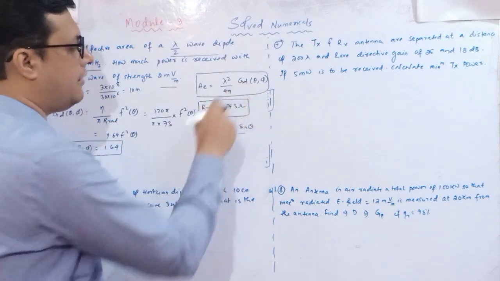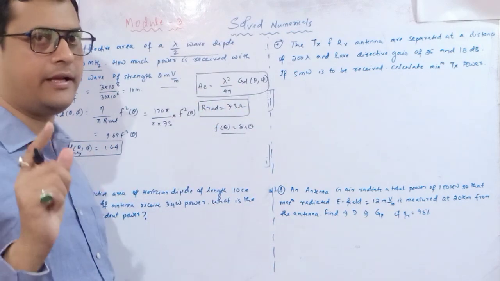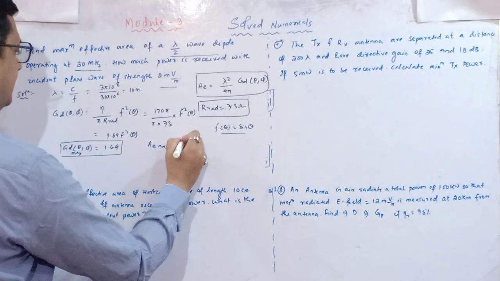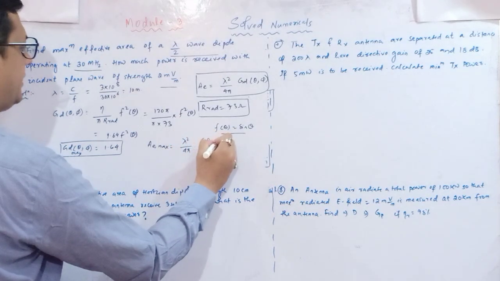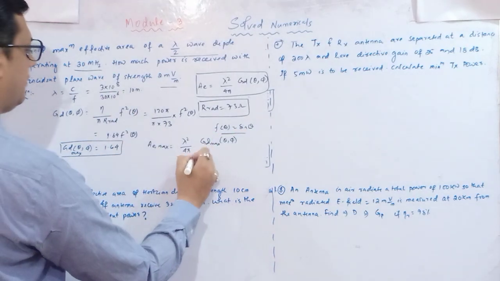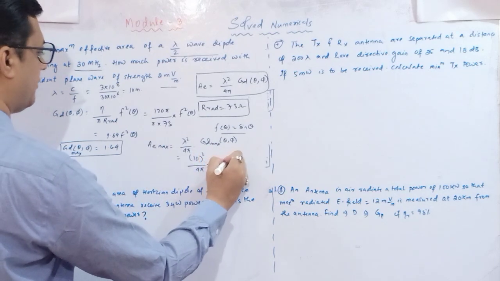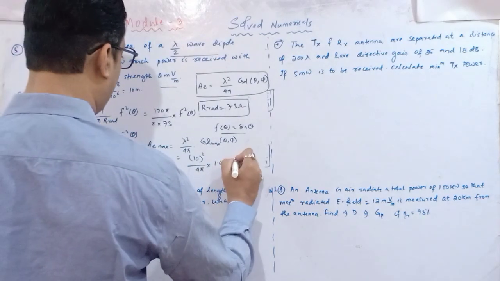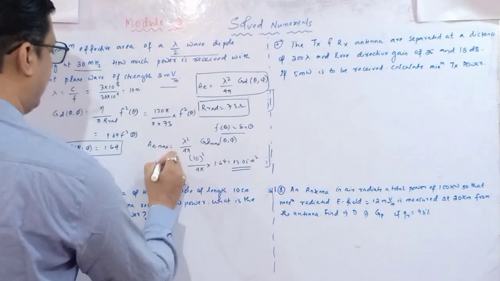If this is only GD of theta, you will get only the effective area. If this is maximum, then you will get your effective area as a maximum. So what I will write, A suffix E max is equal to lambda square divided by 4 pi into GD max theta comma phi. So lambda we have got 10, that is 10 whole square, divided by 4 pi. GD max is 1.64, and this area you will get around 13.05 meters square. So this is your effective area, AE max.